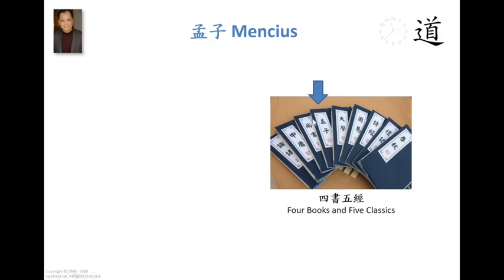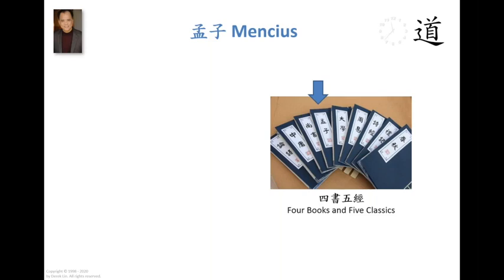So 孟子, you'll see the 2 characters on top of the slide as the title. Mencius is the name of 孟子. So why the different kind of translation? Well, it's because 孔子 was translated as Confucius. Confucius and Mencius, these are Latin names of these ancient sages.